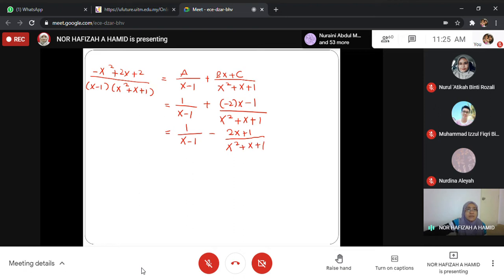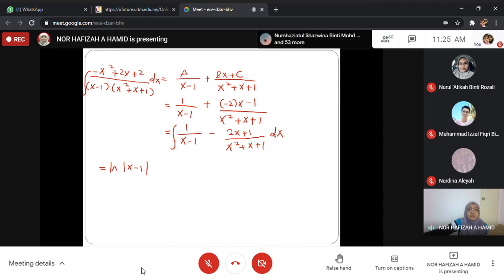Okay, so our aim is to integrate. We want to integrate this side. Okay, so I want to integrate this one. Okay, similarly here I also want to integrate. Okay, so the answer is 1 over x minus 1, which is equal to ln|x minus 1|.